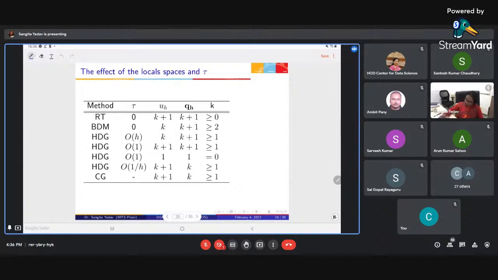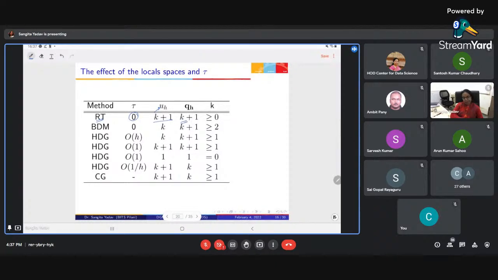So here I'm going to tell you how this stabilization parameter affects the analysis. When we choose this Raviart-Thomas element, in that case our stabilization parameter tau is going to be 0. The rate of convergence for the solution is going to be k plus 1, and for q_h it is also going to be k plus 1 for all k bigger than or equal to 0. So here you can see that Raviart-Thomas elements are going to give you the superconvergence result, but here you are going to have this space RT, you know that it is going to be bigger than P_k. Okay, so you are paying something to get k plus 1.